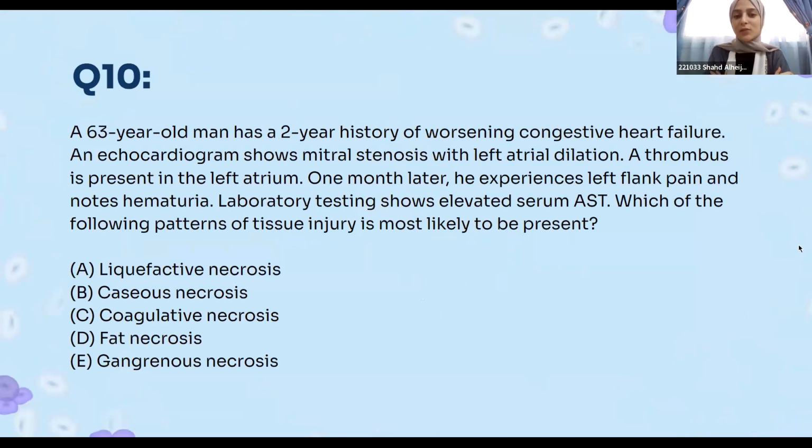A 63-year-old man has a 2-year history of worsening congestive heart failure. An echocardiogram shows mitral stenosis with left atrial dilation. A thrombus is present in the left atrium. One month later, he experiences left flank pain and notes hematuria. Lab testing shows elevated serum AST. Which of the following patterns of tissue injury is most likely to be present?